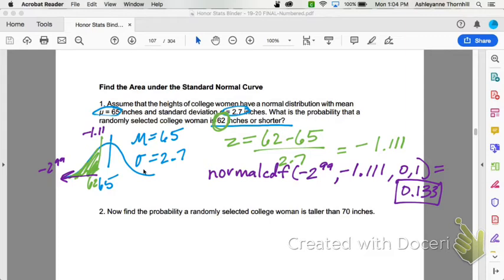All right, that is method 1. Find the z-score first, then put it in using 0 and 1. Method 2, which in my opinion I think is way easier, is just going straight to normal CDF and then looking at the lower and upper bound. The lower bound is still negative 2 to the 99th. My upper bound would be the value, which is 62. And instead of using 0 or 1, I'm going to use 65 and 2.7.